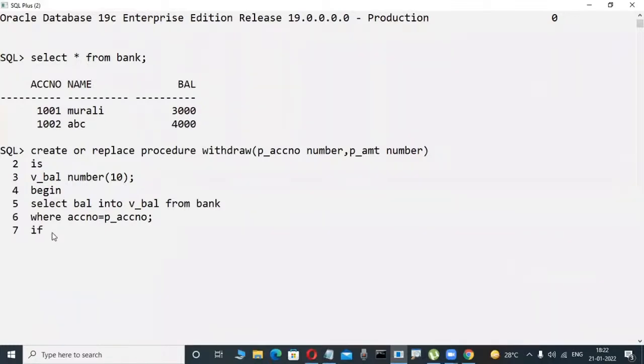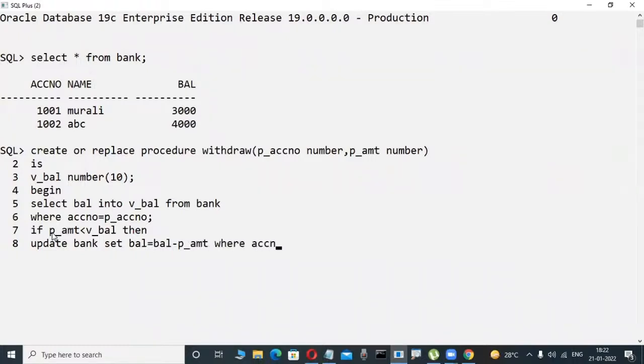Whenever I insert an ATM card and try to withdraw 9,000, as in the previous case, that is the amount. Logically observe here, not the coding: if that amount is less than the available balance, then I want to affect that in the database. Update table name, set balance equal to balance minus p_amount.